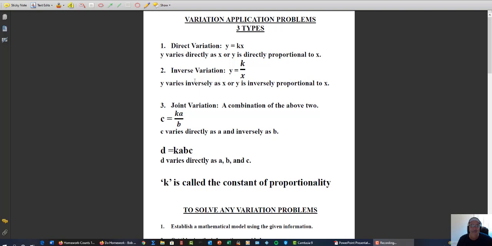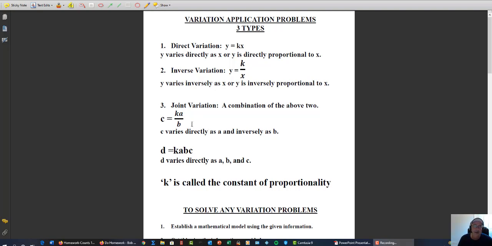The second type of variation is called inverse variation. Y varies inversely as x, or y is inversely proportional to x, and that is y equals k divided by x here. So notice on direct variation, we're talking about multiplication of items. Inverse variation, we're talking about division. And notice the wording is important as well.